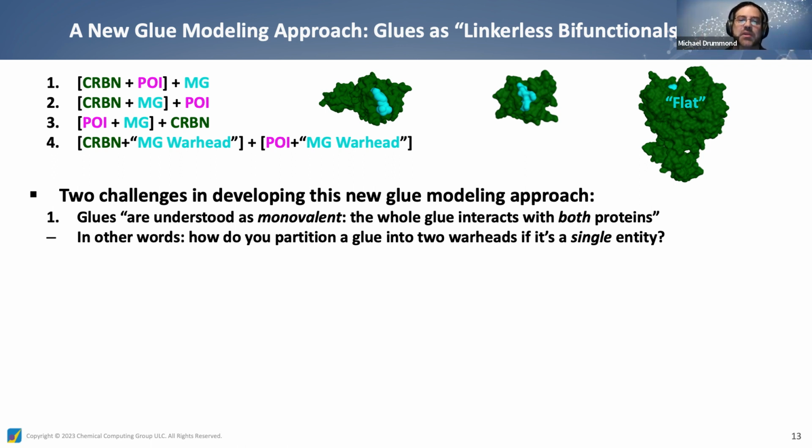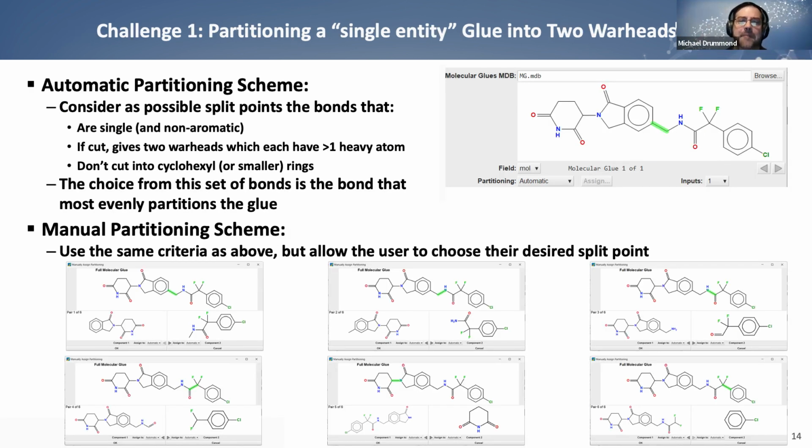So how are we going to split a molecular glue into these two different warheads if it's understood to be just a single thing? Here's a preview of our interface. You provide a library of one or more molecular glues in the form of a Mo database, and we're going to find cut points, ways to split these glues into two pieces. Bifunctionals we split into three pieces: binder 1, binder 2, and the linker. These are linkerless bifunctionals, so to speak, so it's just going to be the two binders.